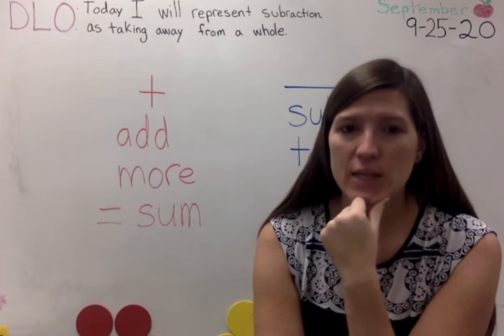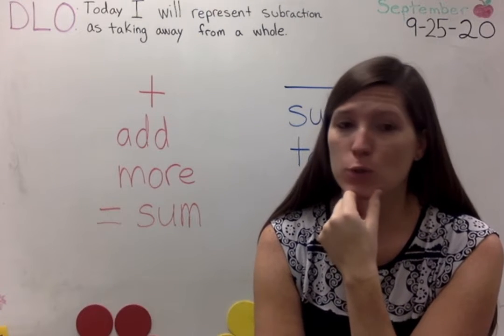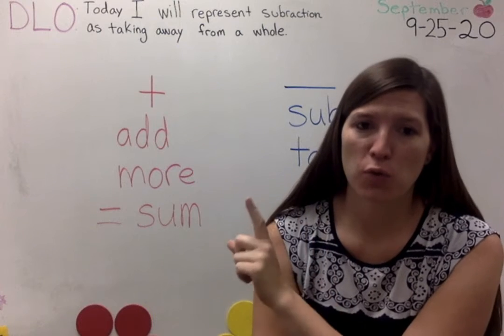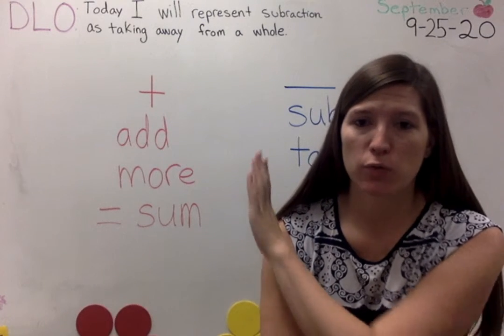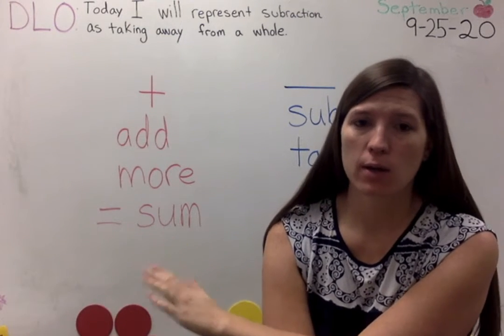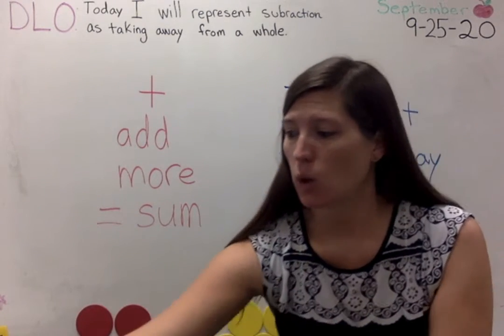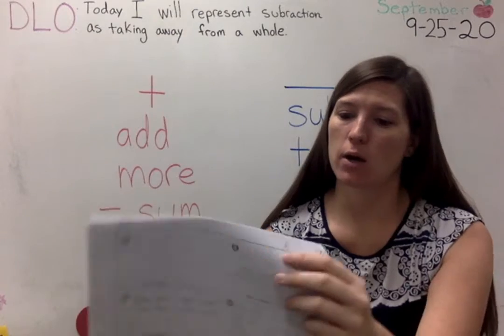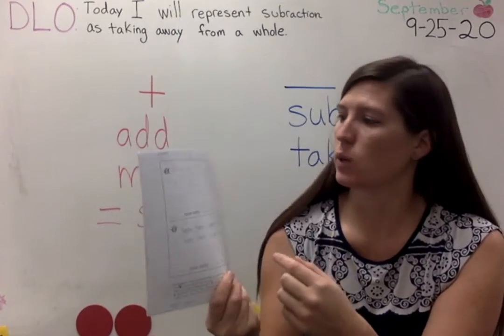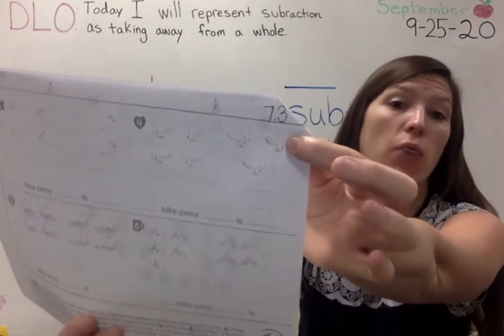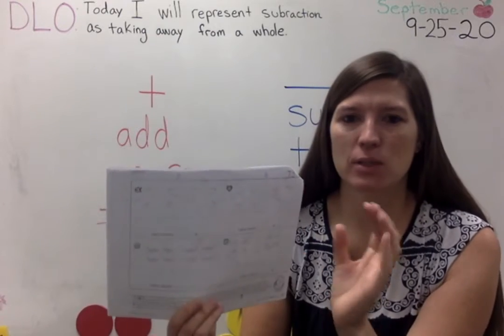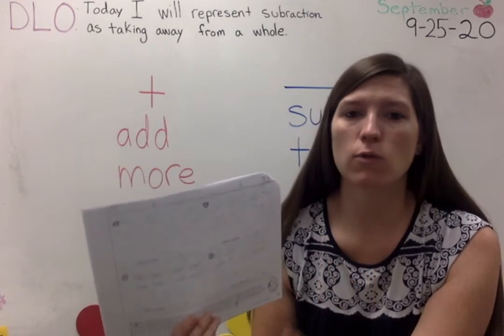We're going to continue with subtracting today. So we'll go over our DLO. We'll review adding vocabulary, subtracting vocabulary, and then I'm going to show you how to work out the problems that are on your worksheet today. And we're going to be doing 7.3. And the way that it's set up, to me it might look a little confusing, but I'll show you how to make it easier.